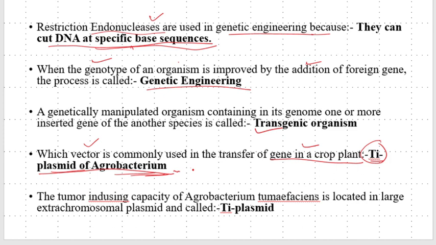Now, Ti stands for tumor inducing. This Ti is the tumor inducing capacity of Agrobacterium tumefaciens, which is located in a large extrachromosomal plasmid. What is its short name? It is called the Ti plasmid. So Ti indicates tumor inducing plasmid.